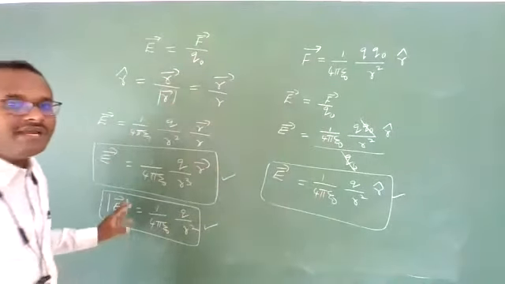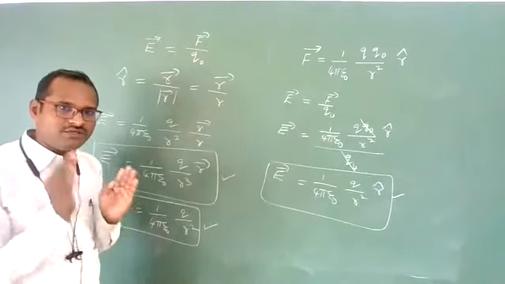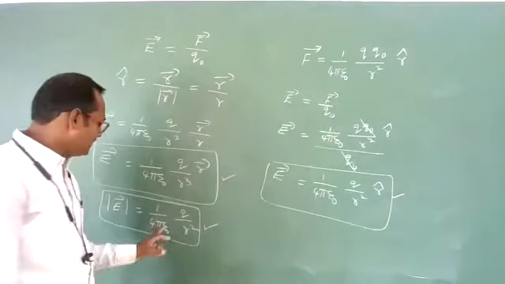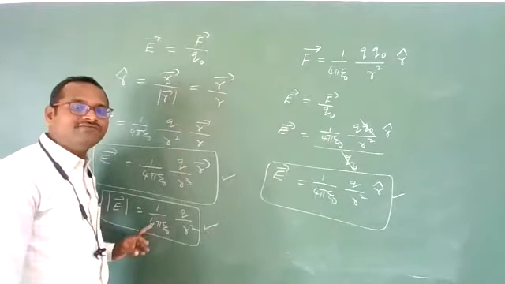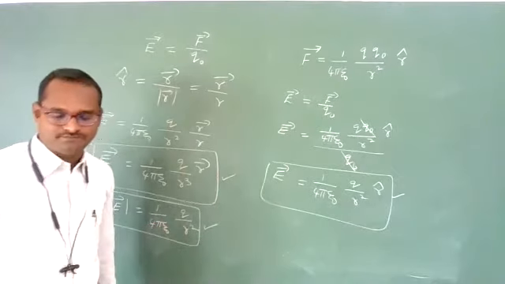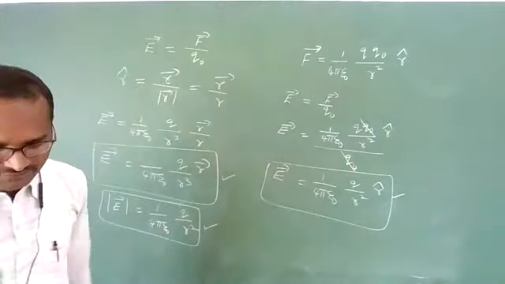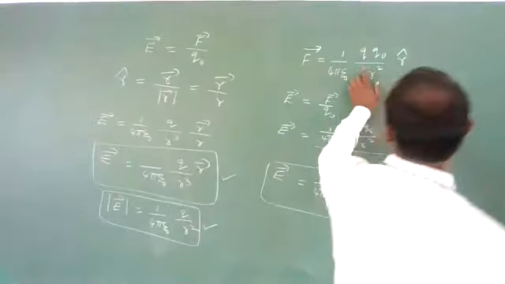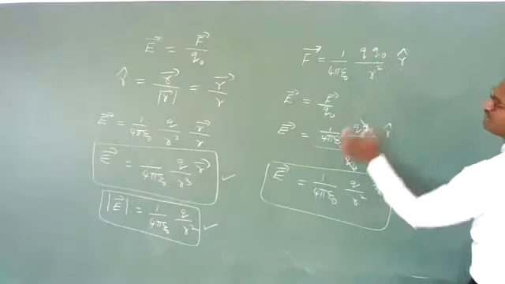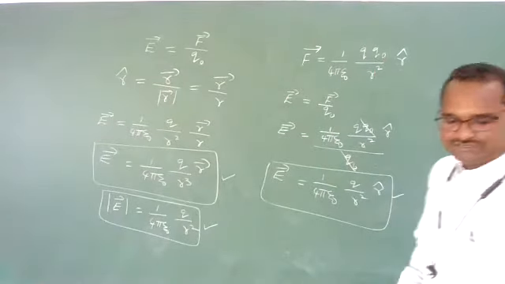And if you want only the magnitude of the electric field, you don't want any direction, then the magnitude is this much: 1 by 4 pi epsilon naught q by r square. Simply, for force, you divide with one charge, you will get the electric field. That's it.